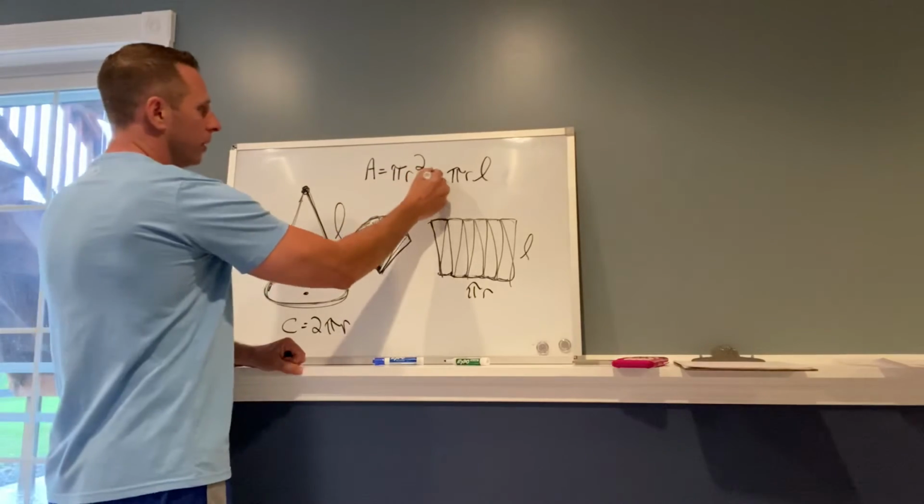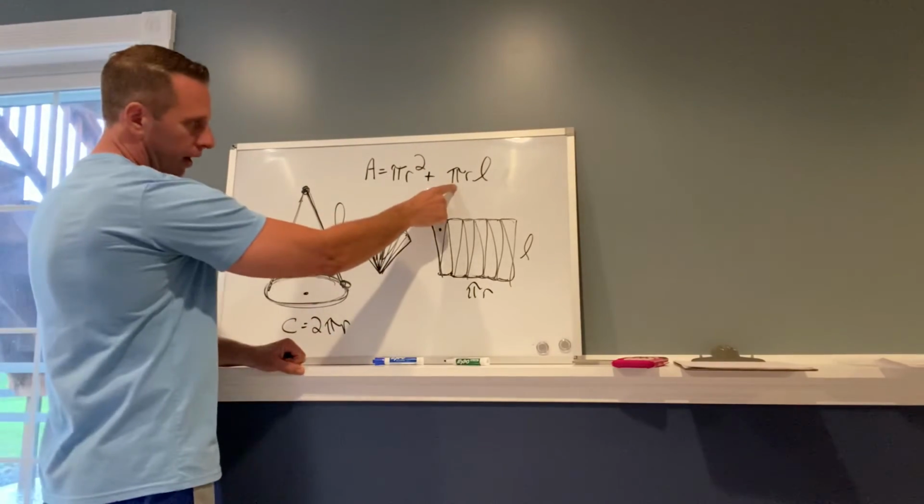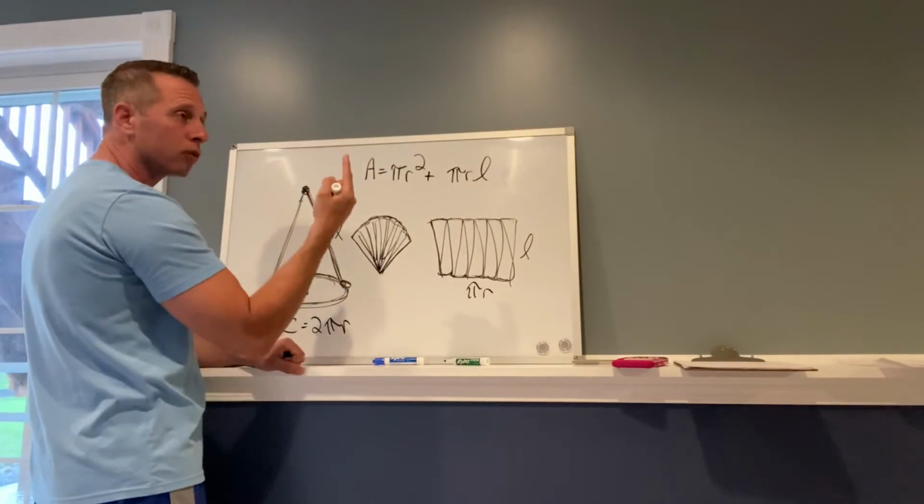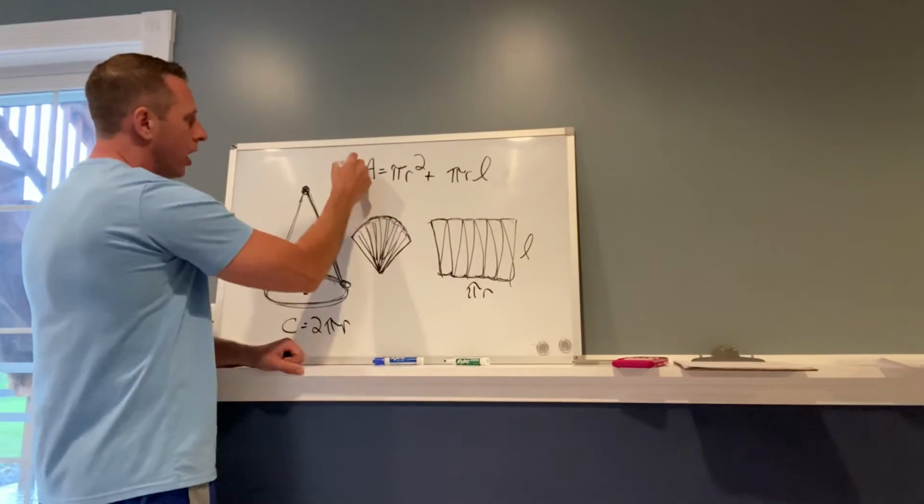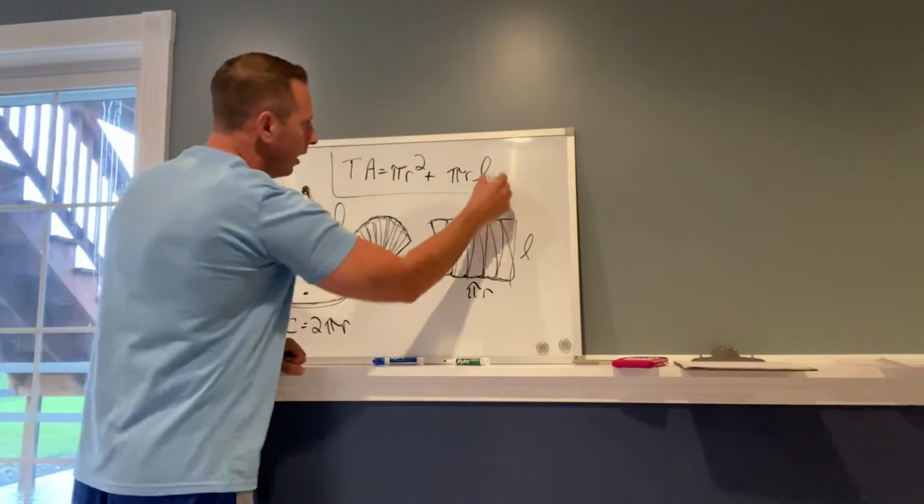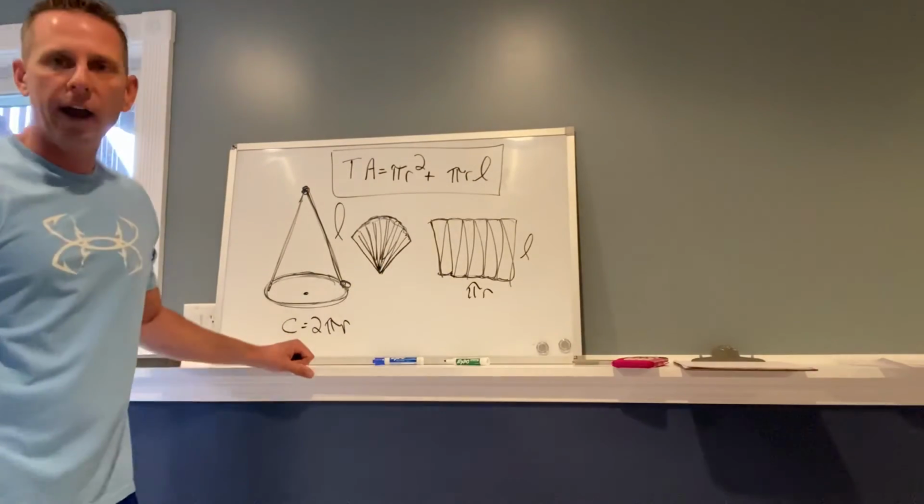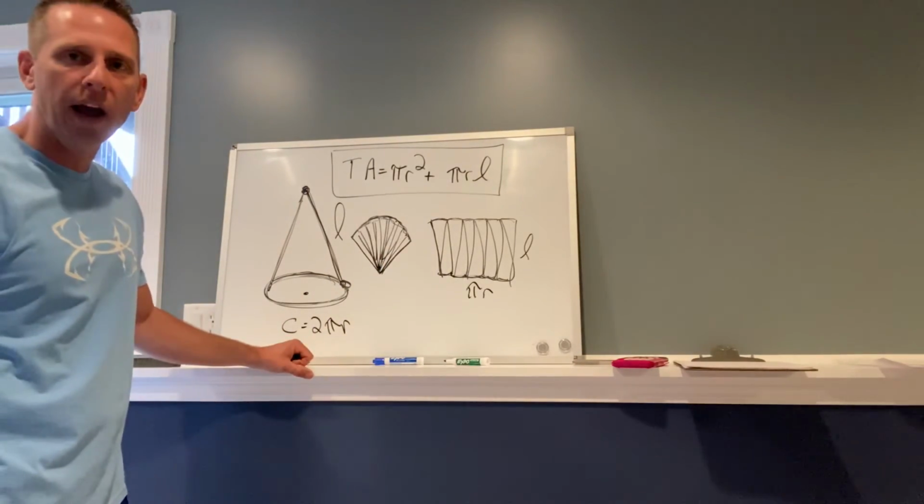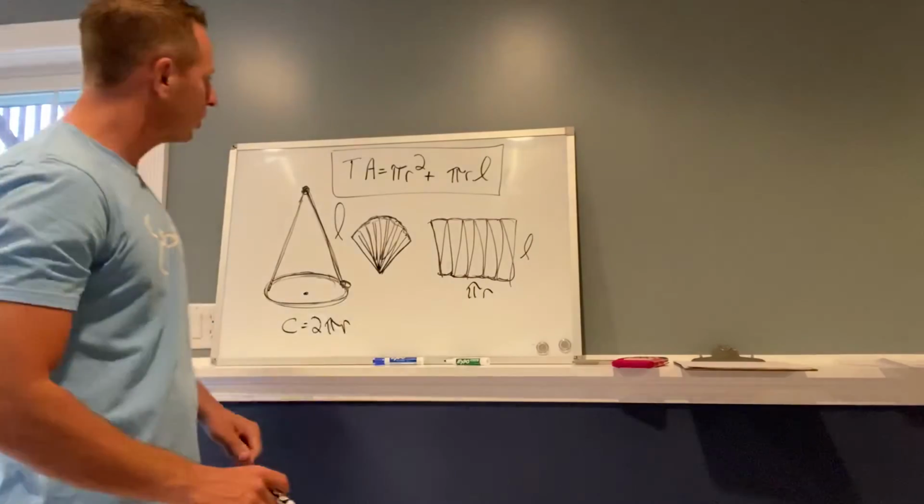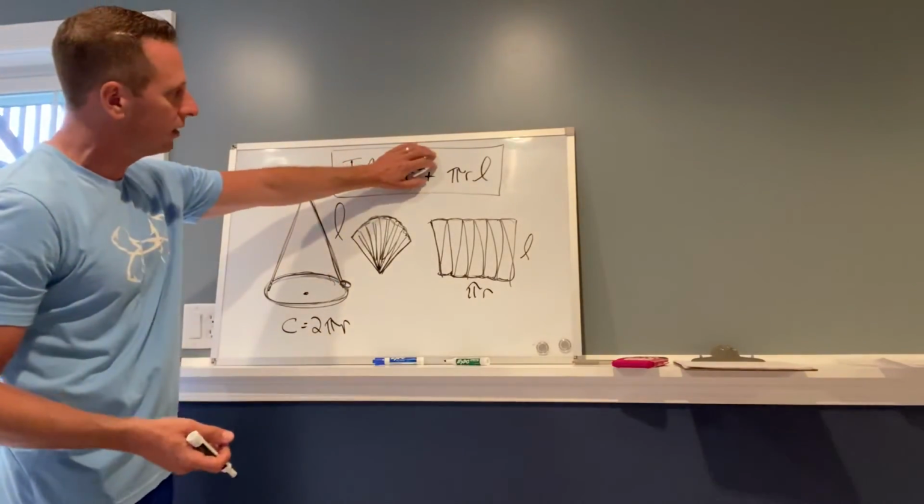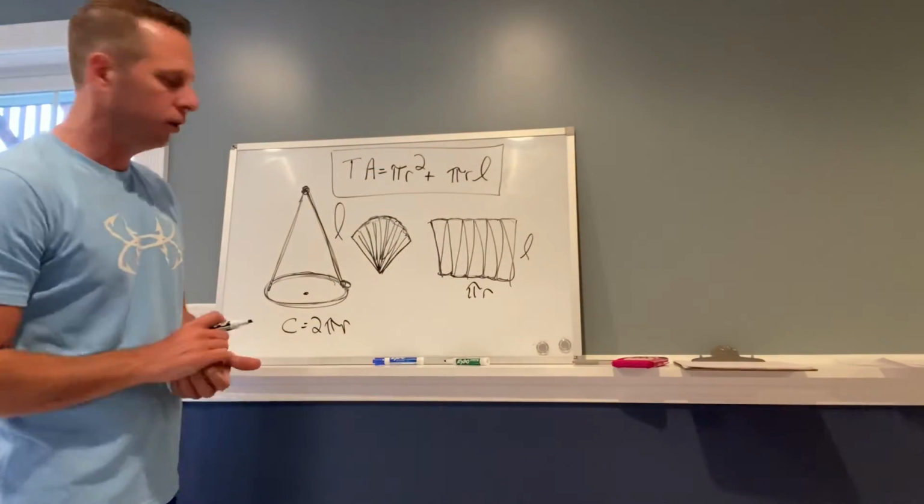Area of the base, pi r squared. Area of the lateral piece that's wrapped around it, pi r L. The total surface area of a cone, pi r squared plus pi r L. Now, if I only wanted the lateral surface area, we would take away the base and just do that piece. We'll do an example shortly.